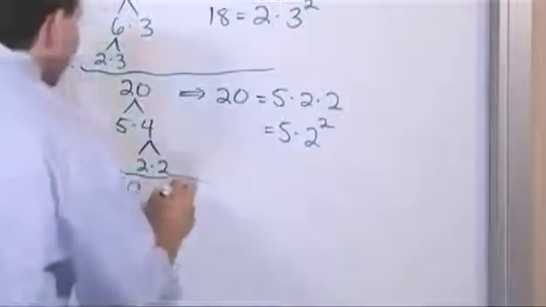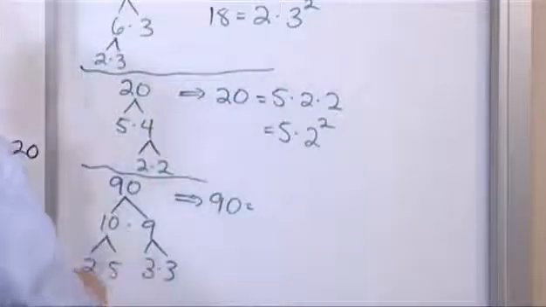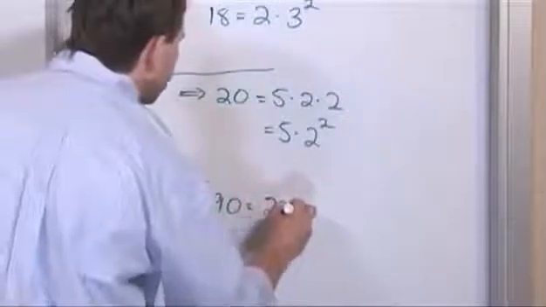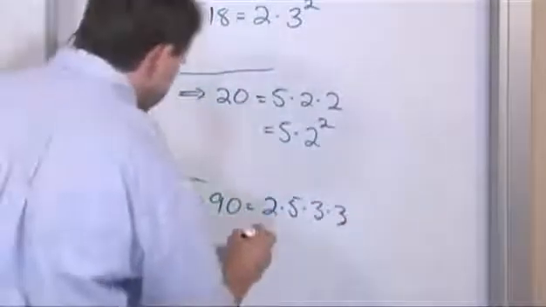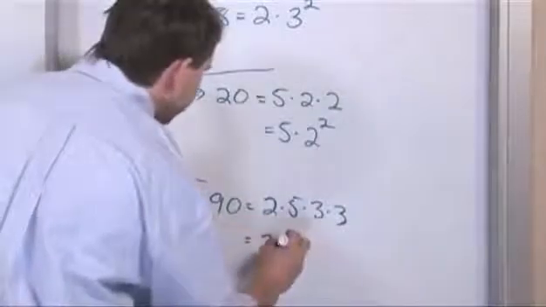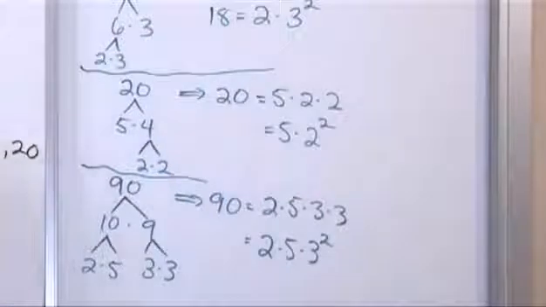So if I'm going to write the prime factorization, I'm going to say that 90 is equal to everything multiplied here. 2 times 5 times 3 times 3, from these three here, which can be written as 2 times 5 times 3 squared. And that's the prime factorization of the number 90.